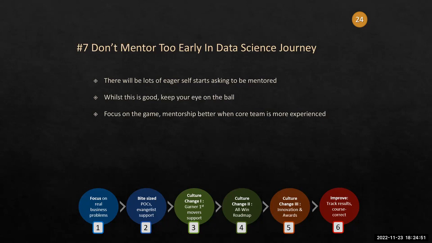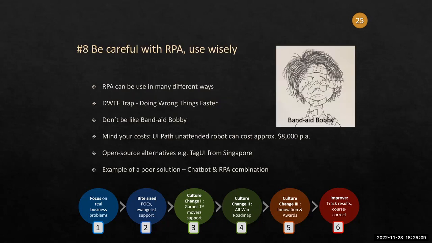Mentorship is better when the core team is more experienced. So if you're in the greenfield category, focus on the game and try to control mentoring, because mentoring takes your eye off the ball, especially if you have to move fast in a greenfield environment, which is often the case. Next, number 8.